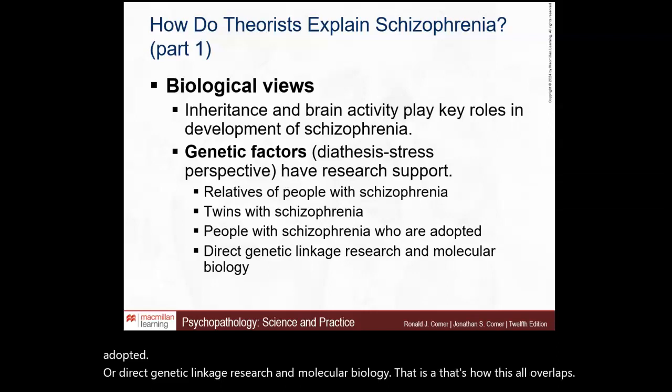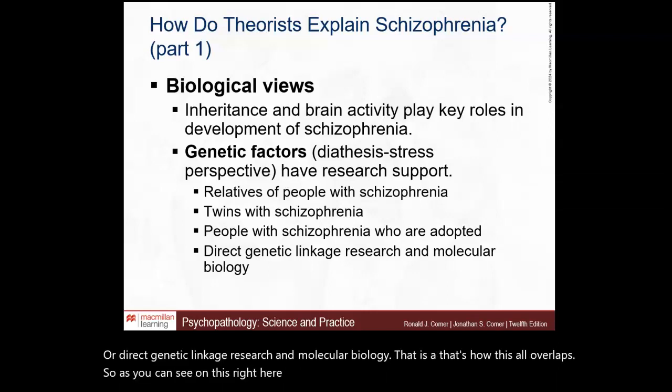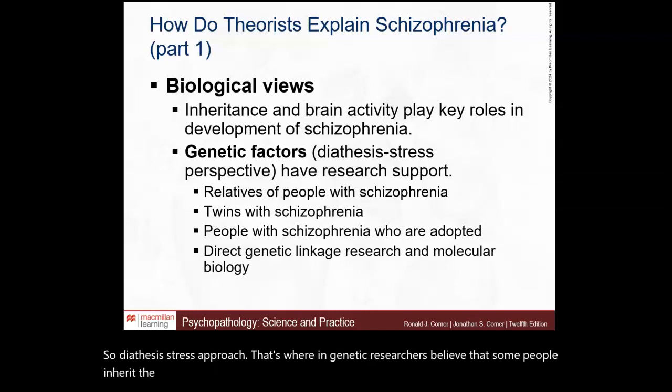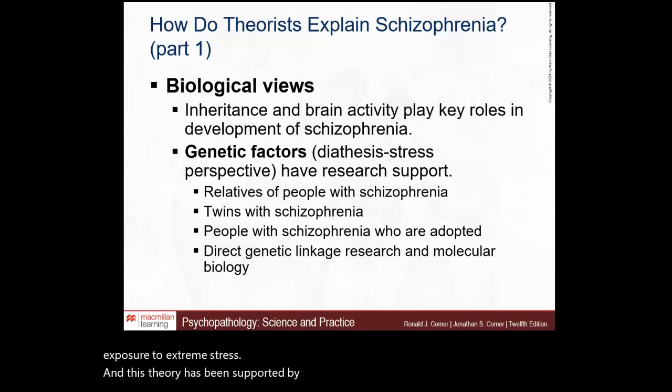As you can see on this slide, after genetic factors, it says diathesis stress perspective. The diathesis stress approach is where genetic researchers believe that some people inherit the biological predisposition to schizophrenia. This disposition is triggered by later exposure to extreme stress. And this theory has been supported by many different studies.